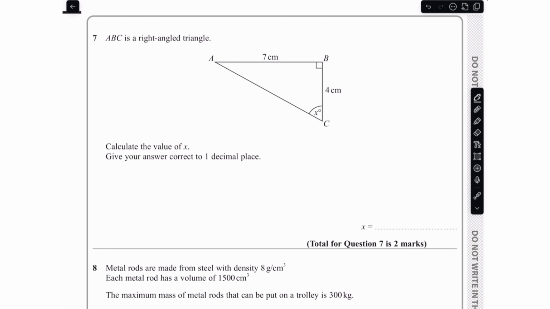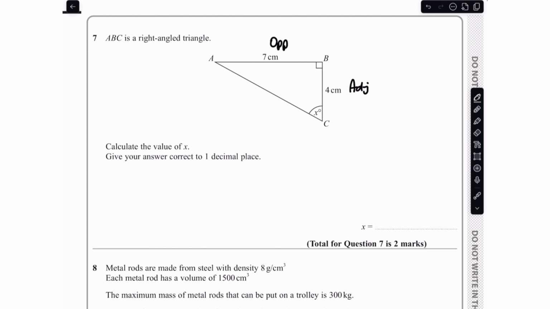In question 7, we are given a right angle triangle ABC. Calculate the value of x. Give your answer correct to 1 decimal place. So because we know it's a right angle triangle, we can use SOHCAHTOA. We have our opposite, which is 7 centimeters, and our adjacent, which is 4 centimeters.